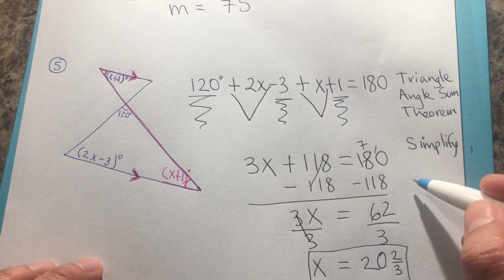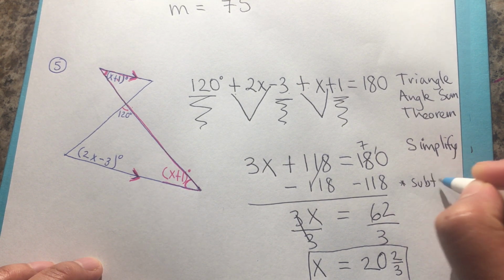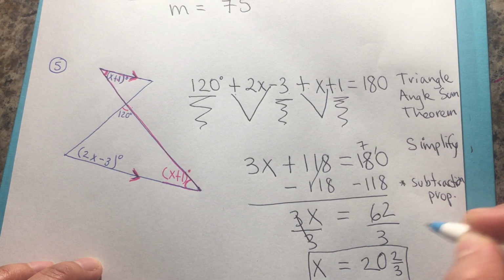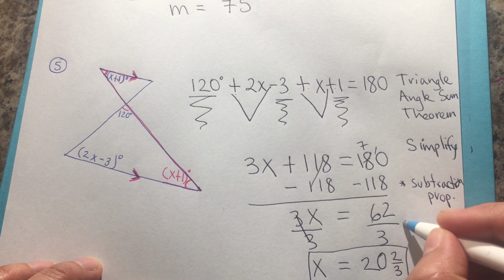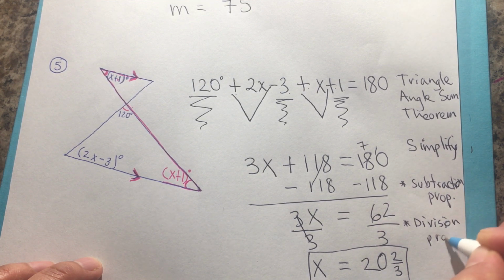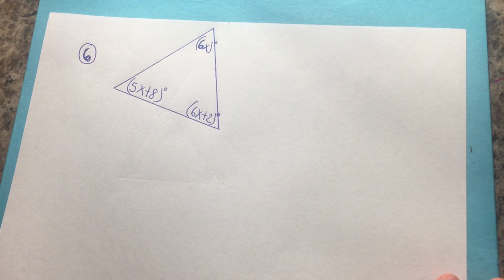Okay, so in here I forgot to write some of the steps. This is subtraction property, and right here we're dividing, so division property. Okay, let's go to the next one. Okay, this is the last one.